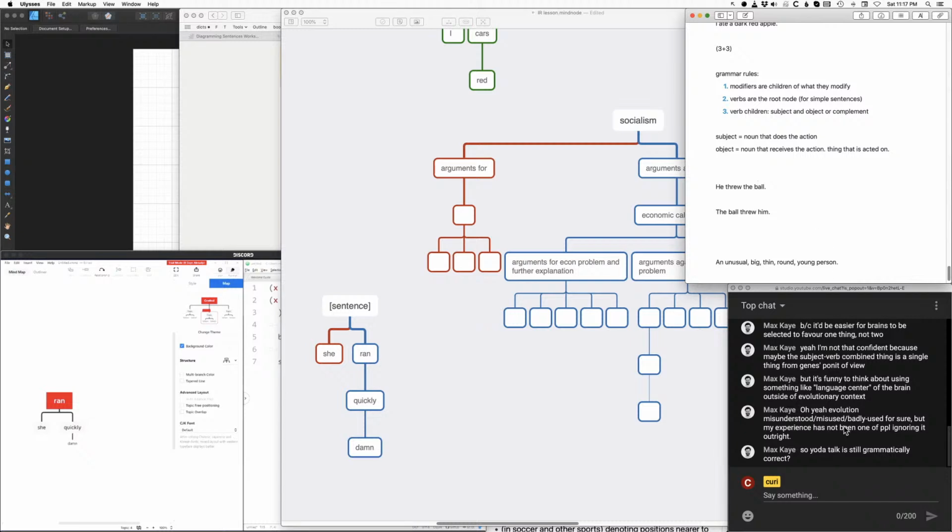Yoda talk is grammatically correct at least sometimes, Max. I don't know if it all is, I'm not that familiar with it, but that example seemed okay. Unusual, but I wouldn't have called it wrong.